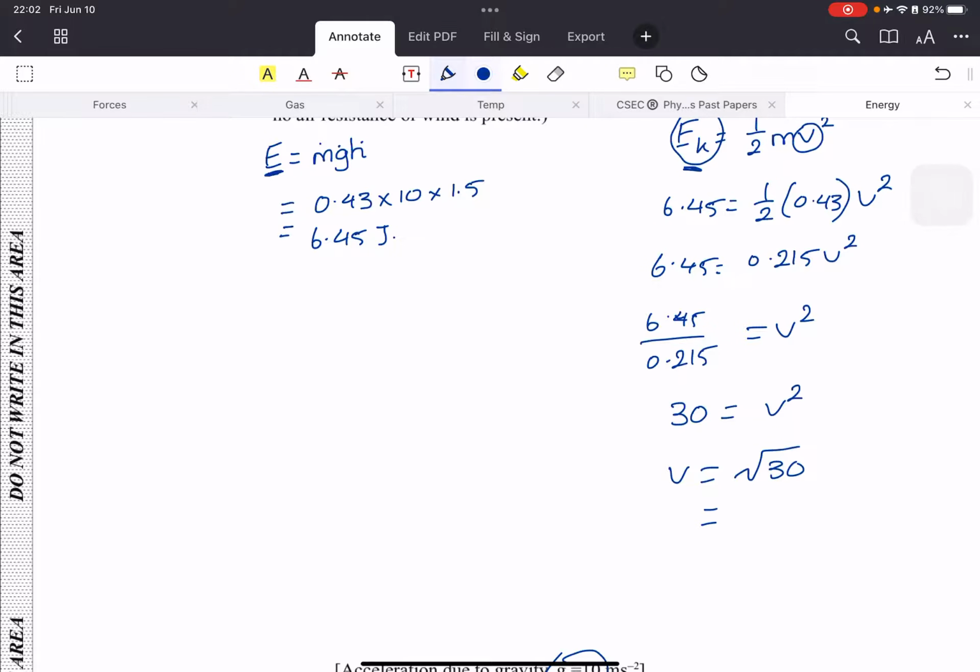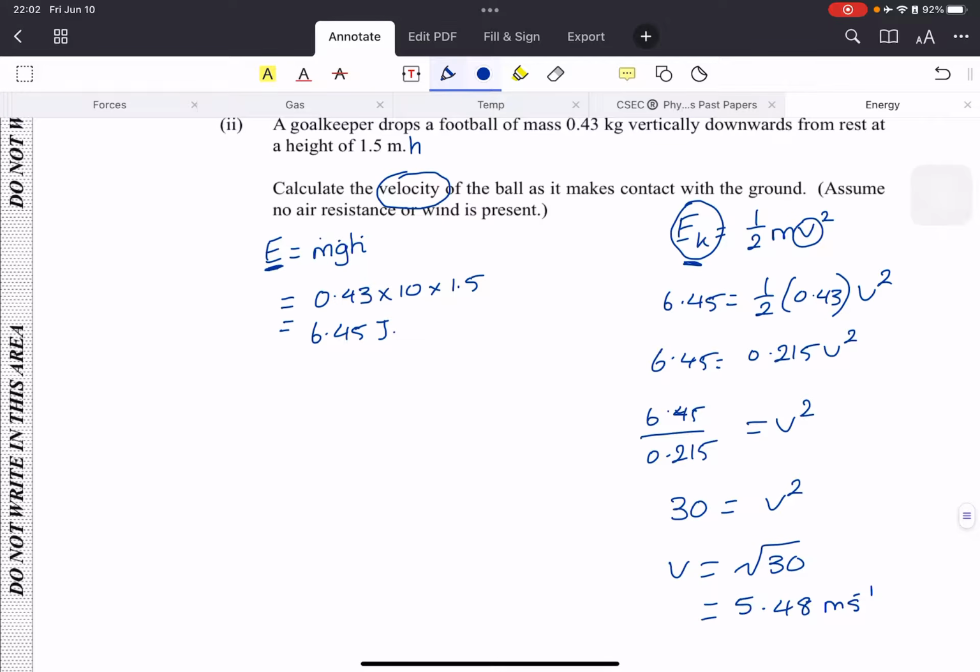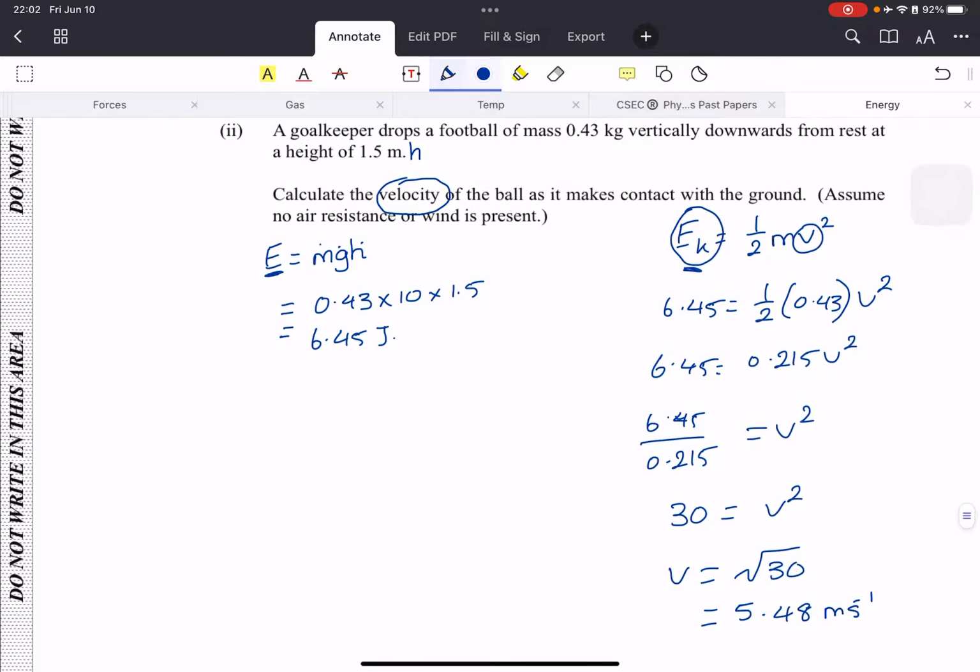That is 5.48 meters per second. That would be the velocity of the ball. So this is how we could use both formulae to find the answer, and this is good practice for your formulae as well.